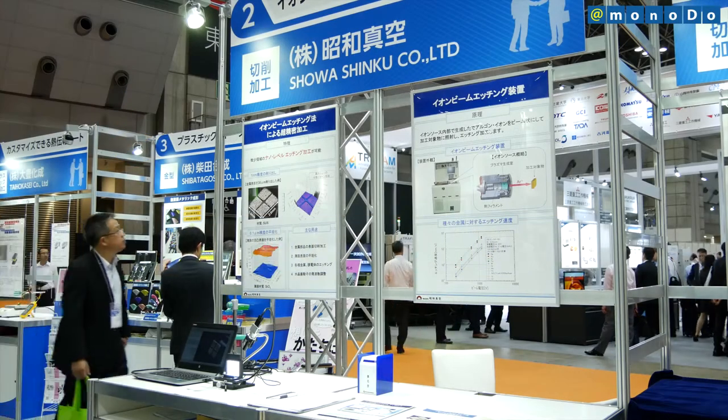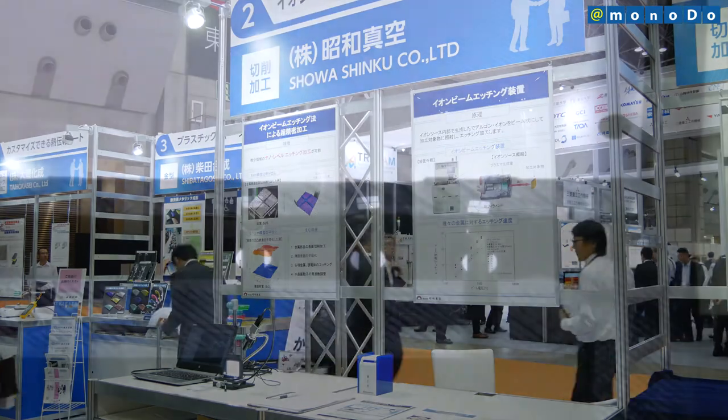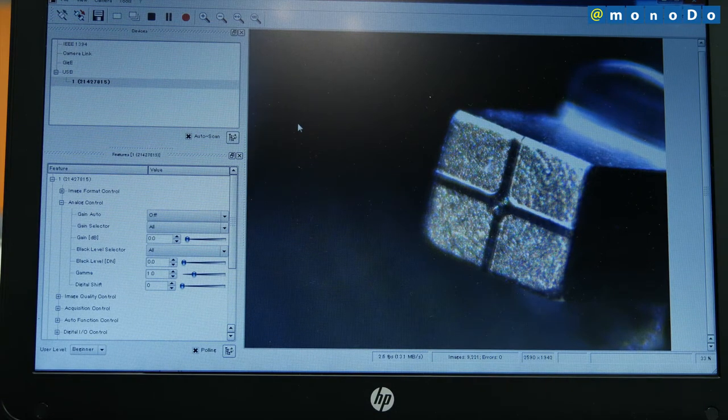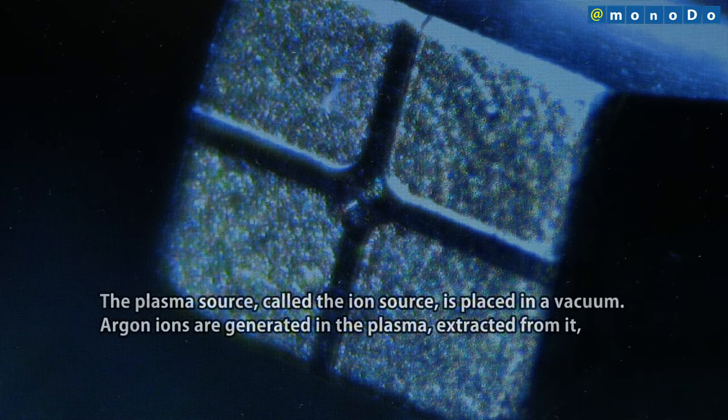SHOWA SHINKU, with support from a Japanese government program, has developed the SFE-B03, an ion beam etching frequency adjuster that enables nano-level surface processing. This device processes materials by generating a plasma in a vacuum, extracting ions from the plasma, and irradiating the material with the ions.